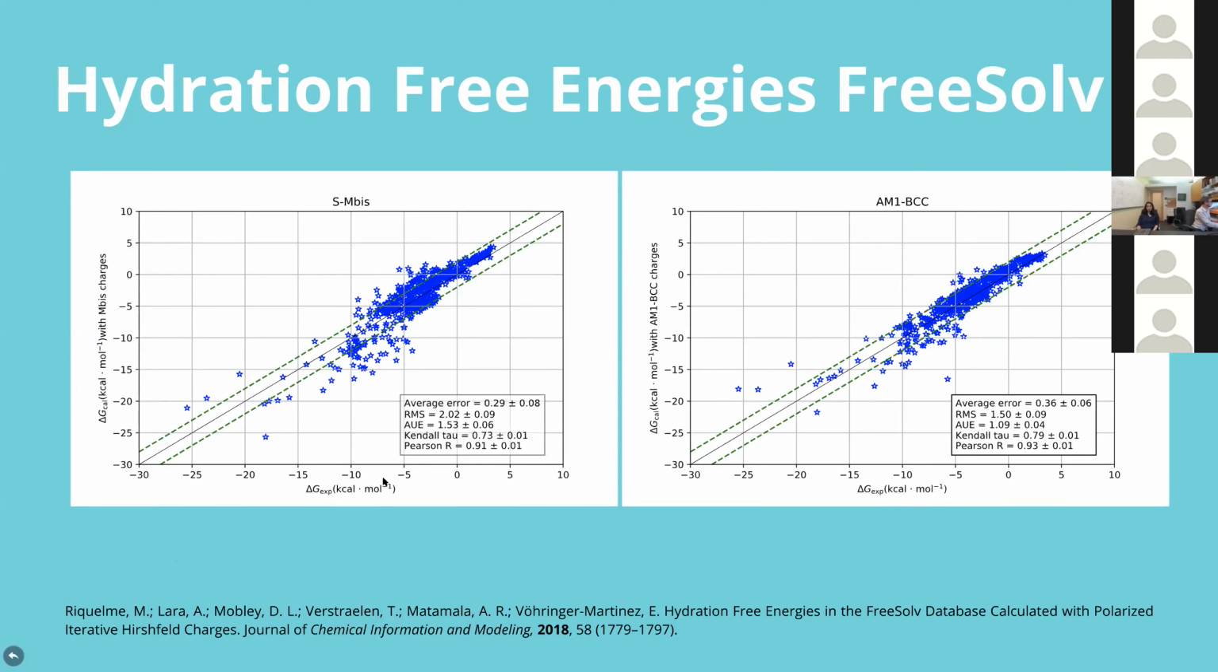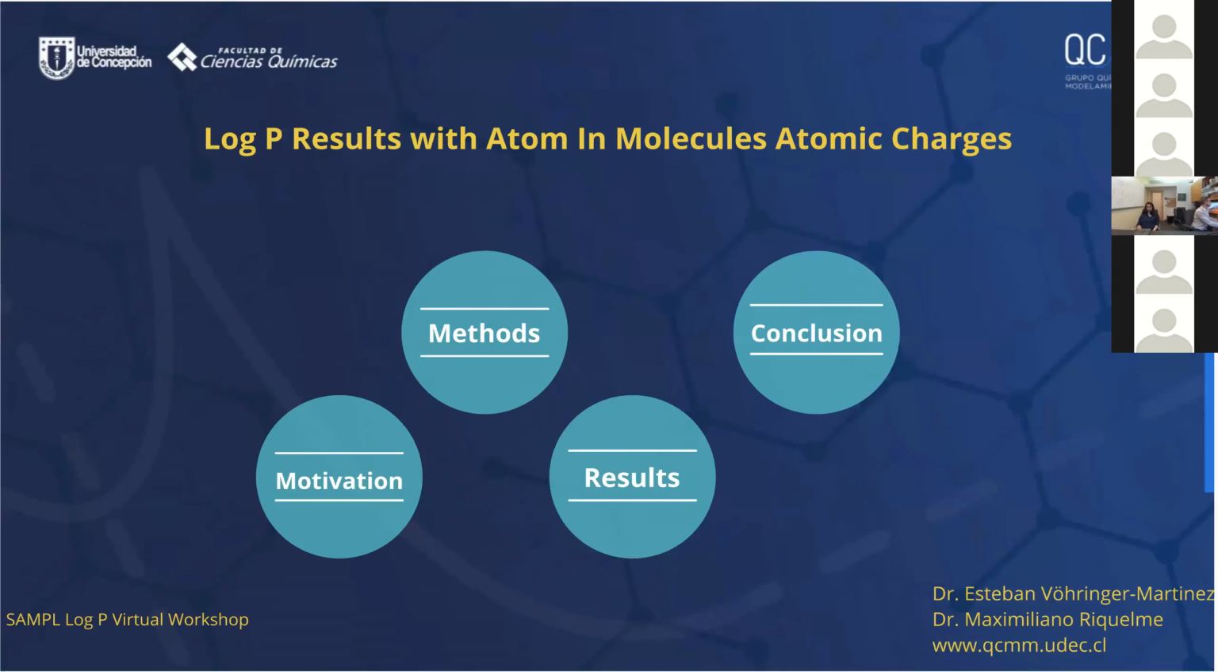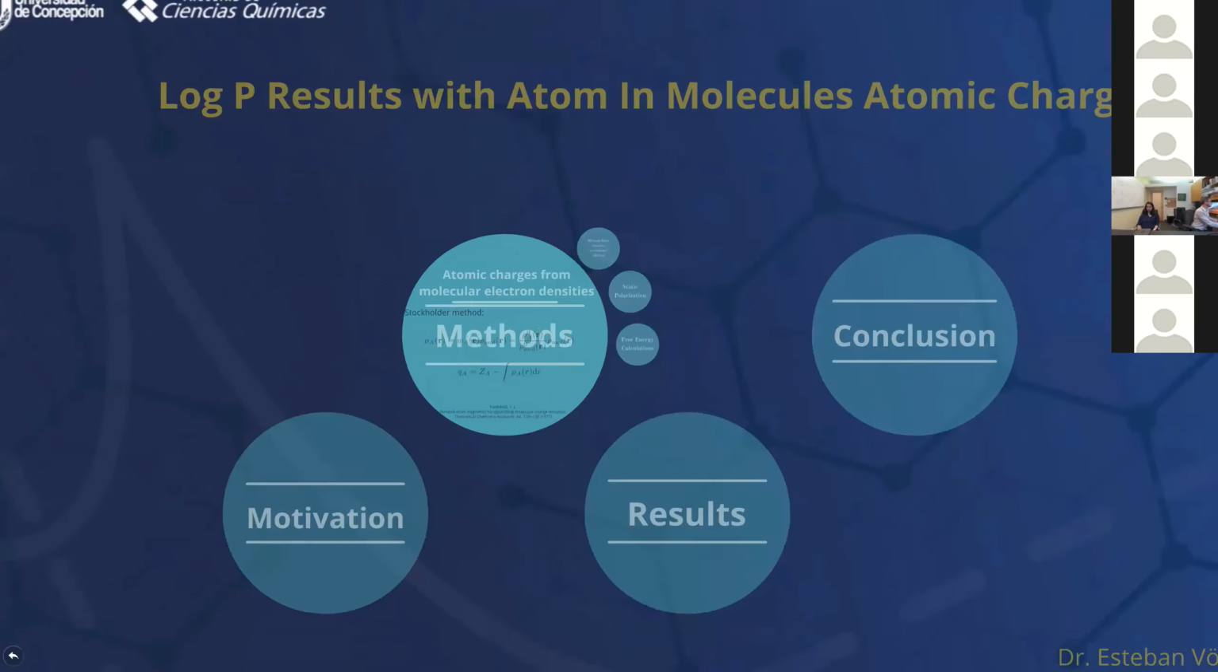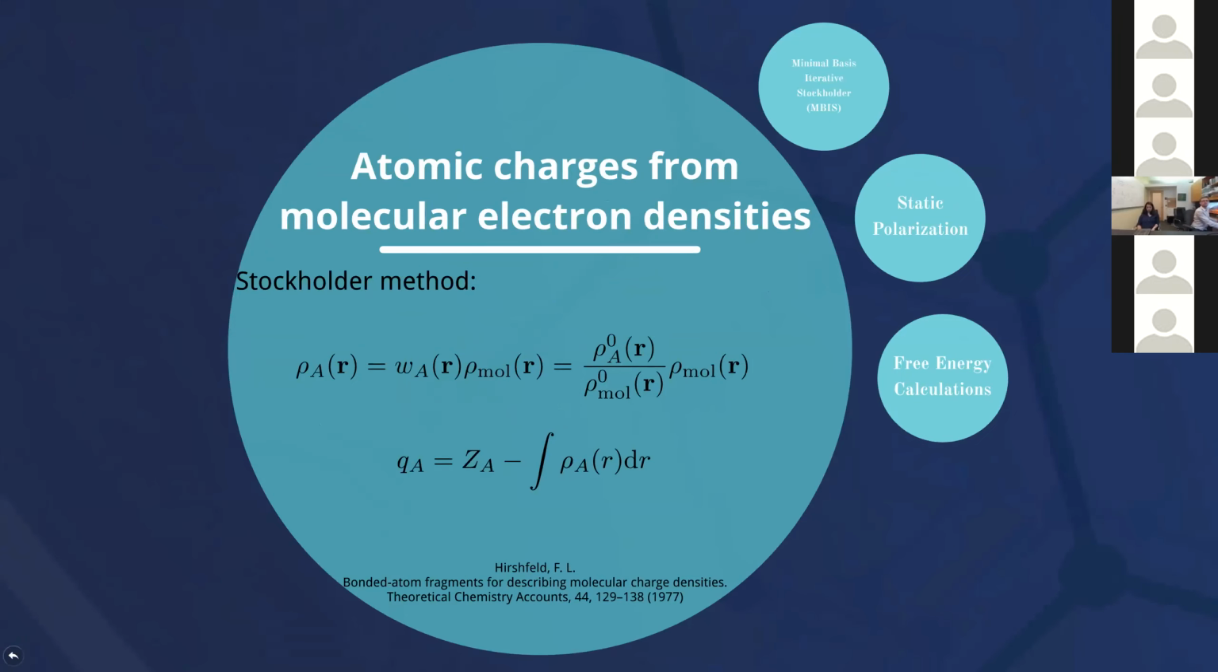Basically, we were happy with our results, since we could somehow get results similar to AM1-BCC without any parameters, as I will show. So with these results, we thought, okay, if there's this sample challenge, let's see if the same atomic charges and the combinations we use can also be used for mixed solvents or other solvents in water. Before showing the results, I'd like to show you the methods, how we obtained atomic charges and how we calculate the logP results.